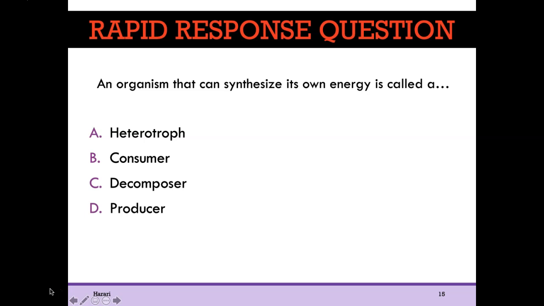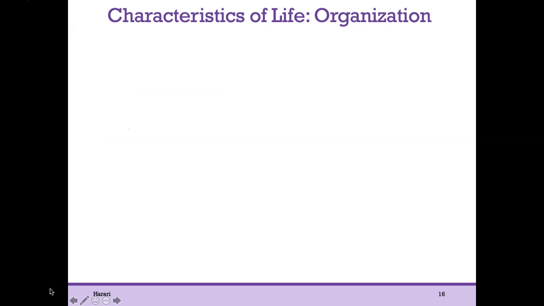An organism that can synthesize its own energy is called the... answer is D, producer. Right.